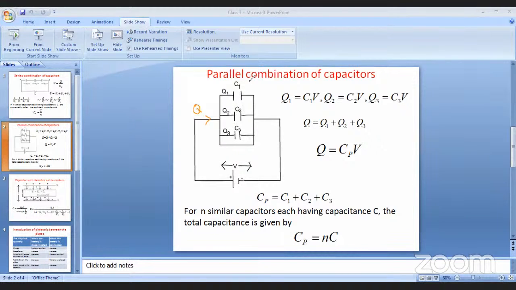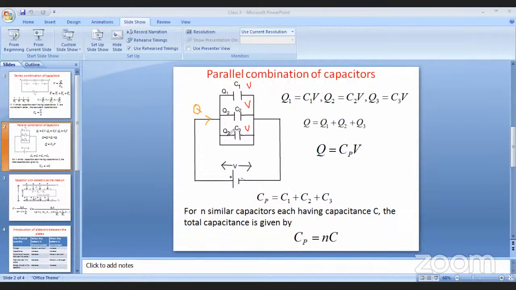But the potential difference is the same across each and every capacitor. Since this is a parallel combination, the potential difference doesn't change. V, the total potential supplied by the battery, you will be getting across all the capacitors due to the parallel combination. So this is Q, and this Q is separated into Q1, Q2, and Q3.